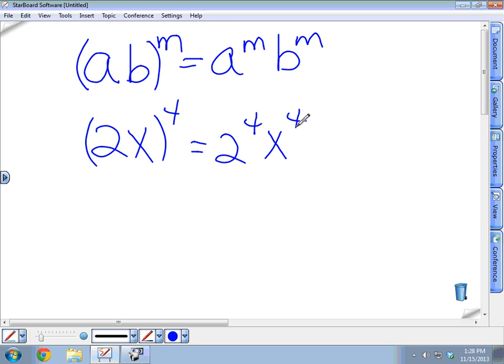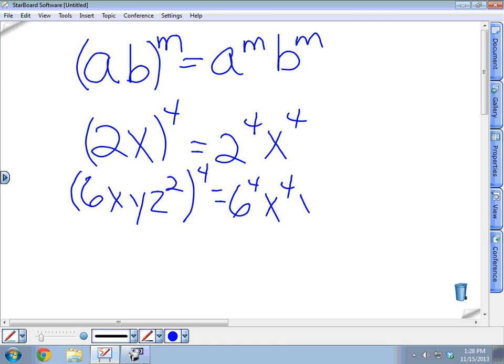And all the factors inside your parentheses, all of your products, and this could be more than one, by the way. This could be 6xyz squared to the 4th power. And they're all going to get that. That's going to be 6 to the 4th power, x to the 4th power, y to the 4th power. Z to the what power? Because you have 4 plus 2. Good. This one up here, by the way, what is 2 to the 4th power?